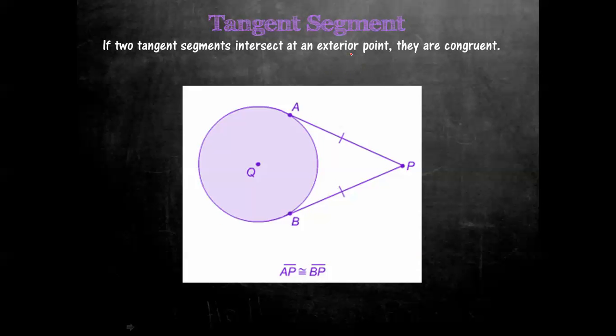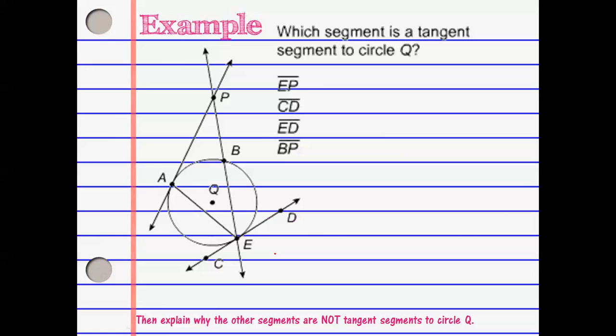One of our tangent segment theorems is that if two tangent segments intersect at an exterior point, then they are congruent. For example, here we have tangent segment AP and tangent segment BP. Here's their point of tangency, and here's where they intersect. So we know AP equals BP, or is congruent to BP.